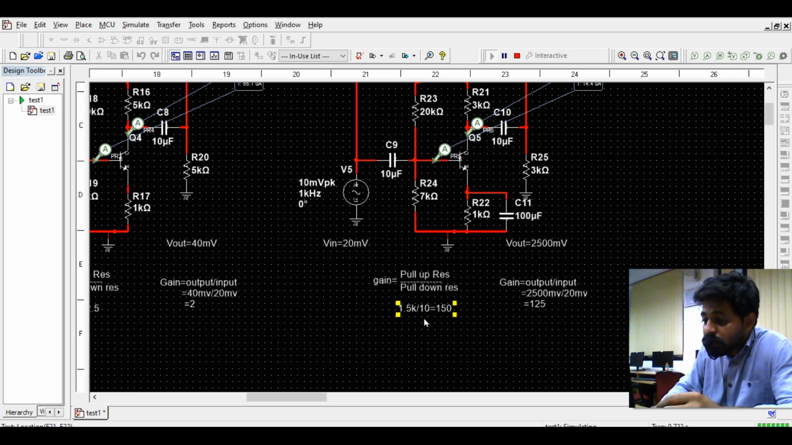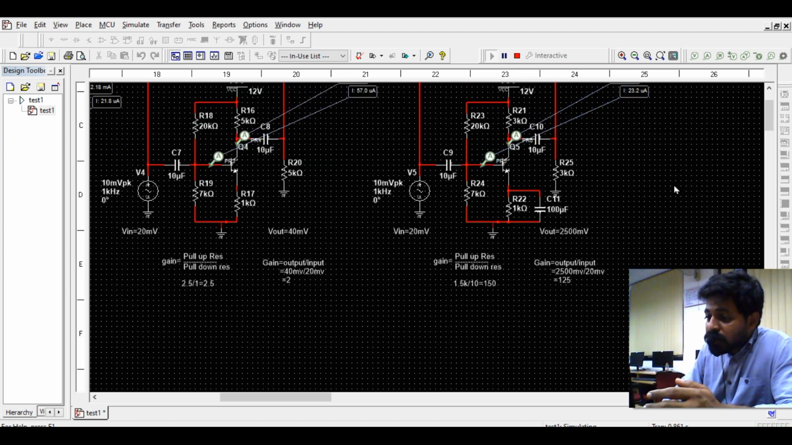The emitter resistance over here is 10 ohms. It is calculated over here. With that I calculated the gain and we got the gain around 150. So the value of 150 needs to be expected as the theoretical one. Practically we got it nearby, around 125.